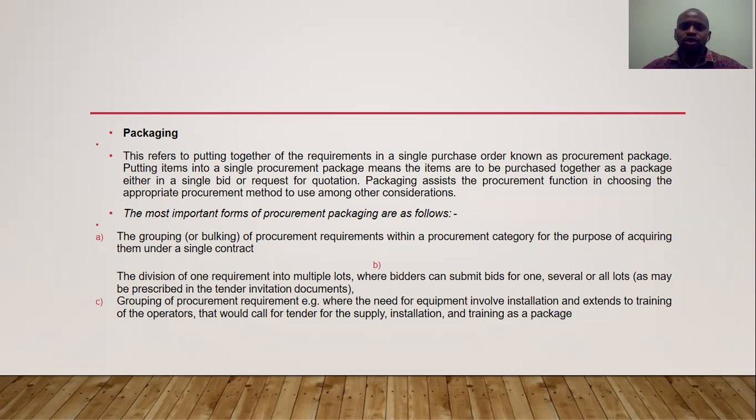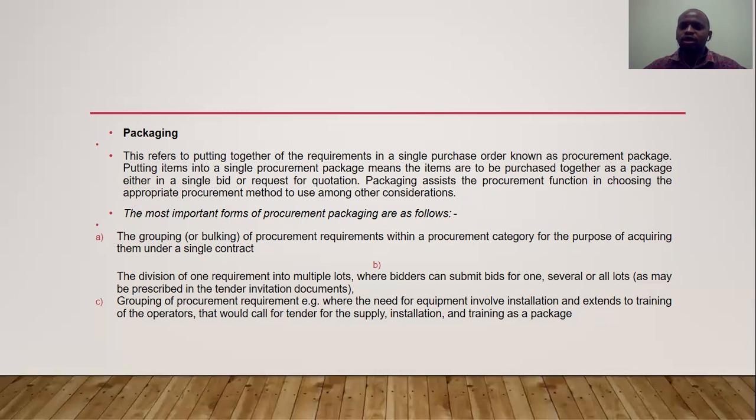This also is the putting of items into a single procurement package where those items are purchased together as one package. Packaging assists the procurement function in choosing the appropriate procurement method to be used, among other considerations. So the most important forms of procurement package may include the following: the grouping of procurement requirements within a procurement category for the purposes of acquiring them under a single contract. So if your reason is to acquire those items under a single contract, you can decide to set up a package for those items.